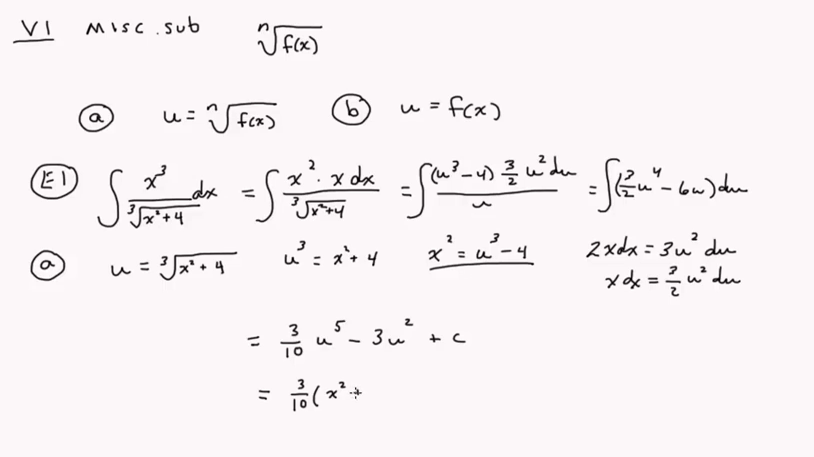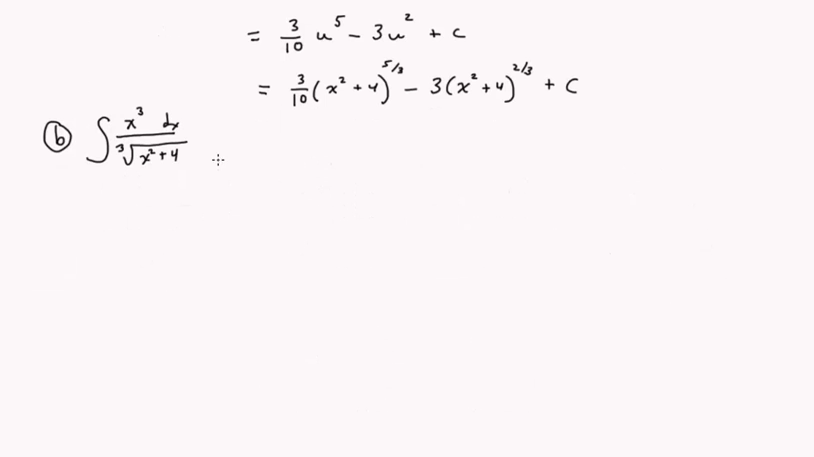So this is going to be x squared plus 4 to the power of 5 over 3, because u is equal to the cube root of that quantity, minus 3 times the quantity x squared plus 4 to the power of 2/3 plus c. So there you go. Now there is another way to express this, but I'll wait until we do it with B, and then we'll show how you can make both answers look the same.